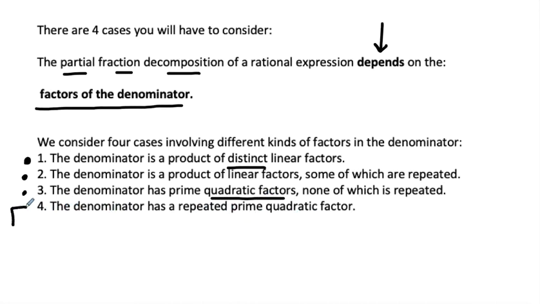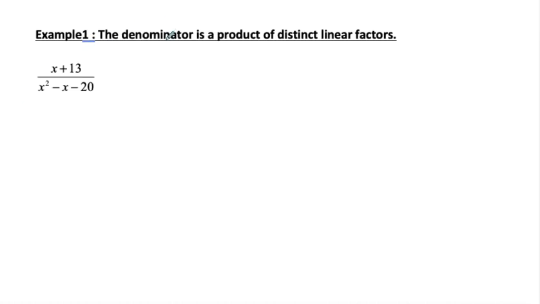And that one I'm going to save for much later. But we're going to look at these first 3 cases, and this video is going to be about case number 1. Okay, so let's look at case number 1. The denominator is a product of distinct linear factors. That means different linear factors.